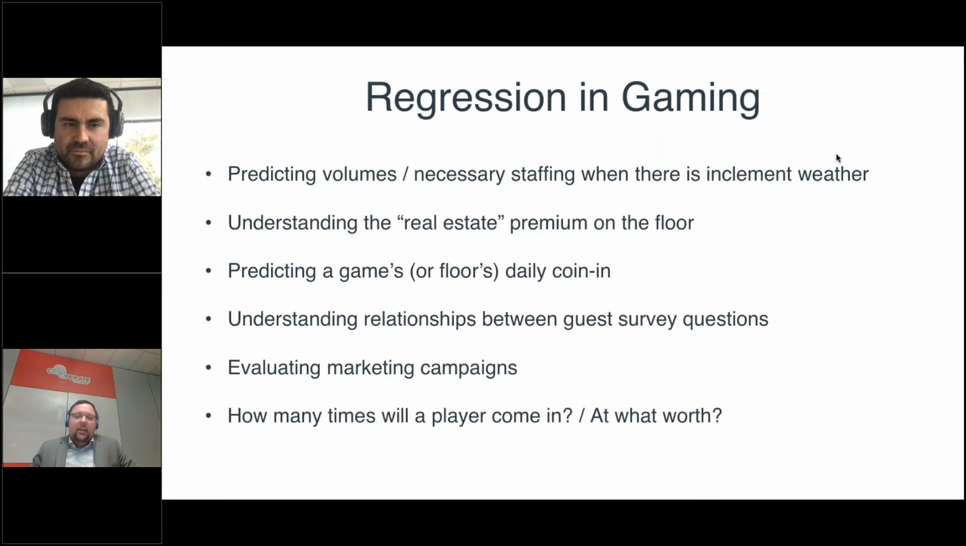Similarly, we can understand the impact of the location on the value of a slot machine. If you put a slot machine here on the floor, it's going to do $200 a day, and if you put the slot machine over here on the floor, it's going to do $250. Right, so use regression model to understand what are the impact of the locations.